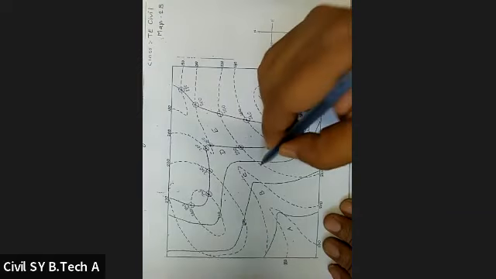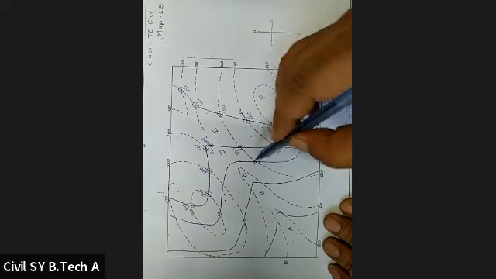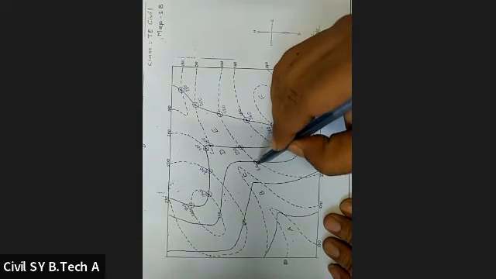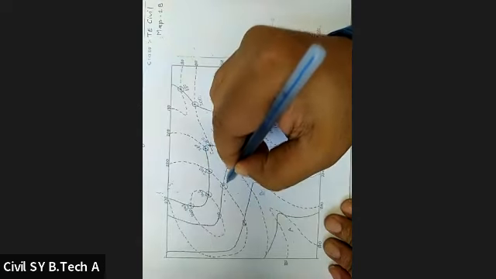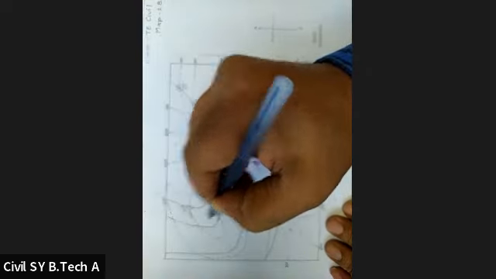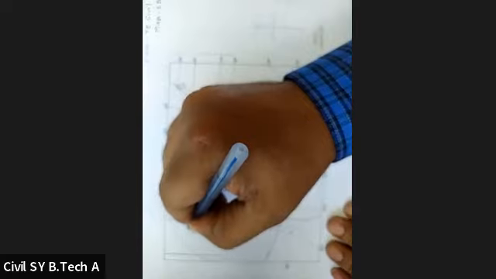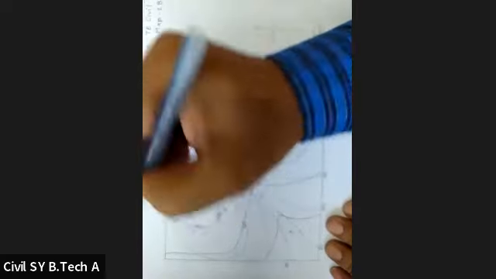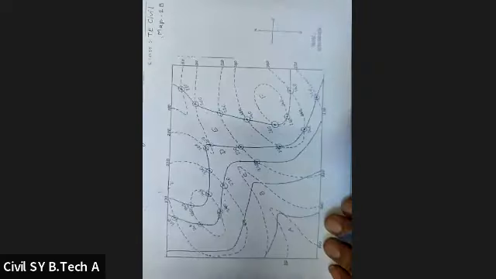240, 240, like this. Now here I will mark this. Again, this is the 220 contour. This is the 220 contour, 240. This is again the 240 contour. This is again the 220 contour. Okay.